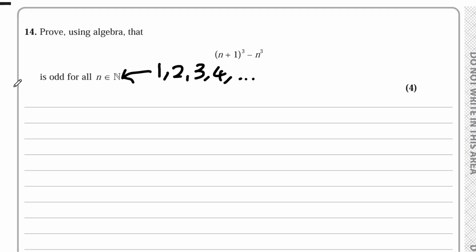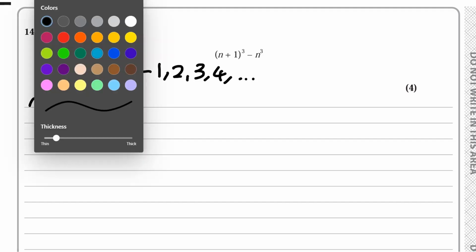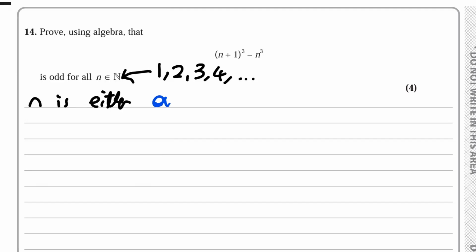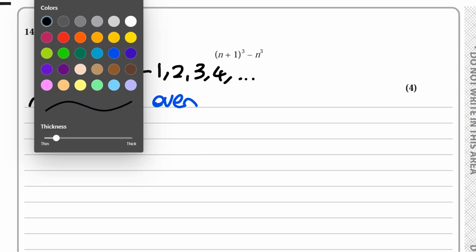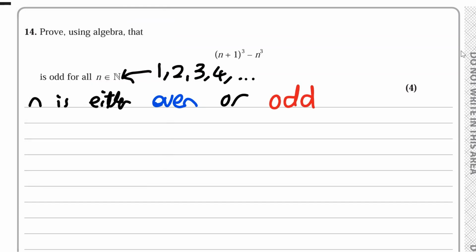The easiest way, in my opinion, is to break n into 2 different possibilities. If n is any positive integer, that means that n is either even or odd. And what we can do with this is prove that (n + 1)^3 - n^3 is odd for these 2 possibilities. We'll prove it individually, and then we've proved it overall.